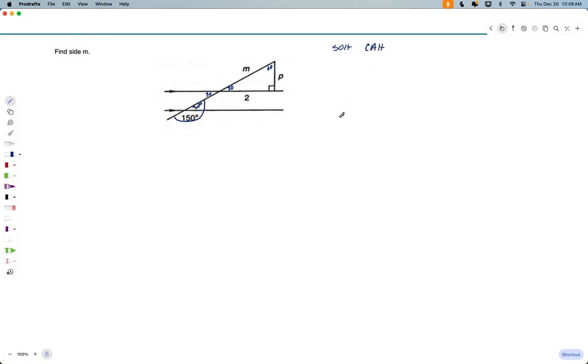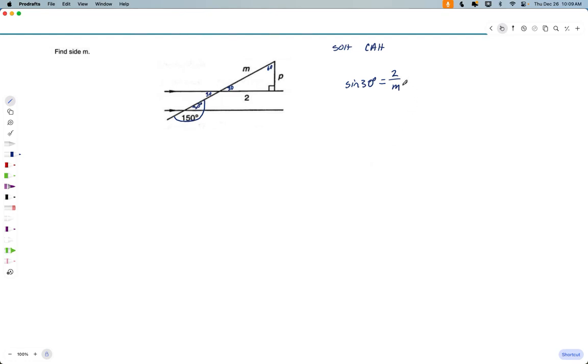We just need to find M. We don't need to find P. So I need to find the adjacent. So we're going to use the sine of 30, and that is going to be equal to the adjacent over the hypotenuse of M.